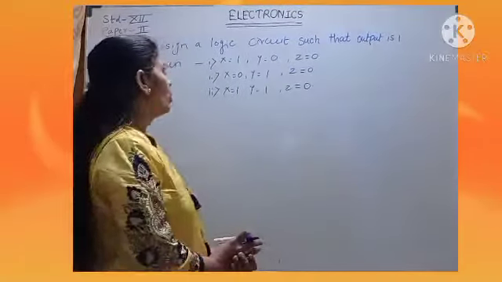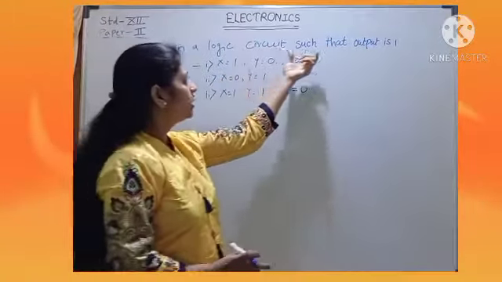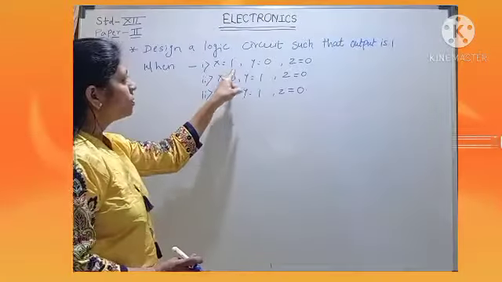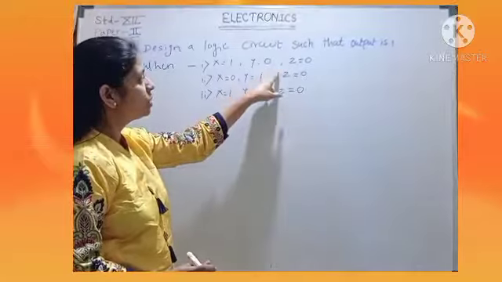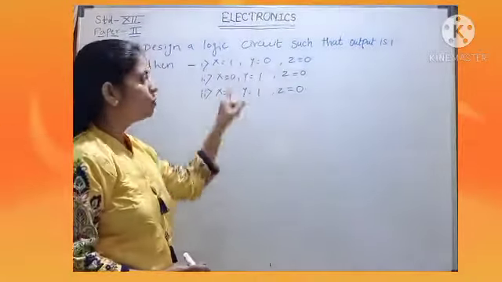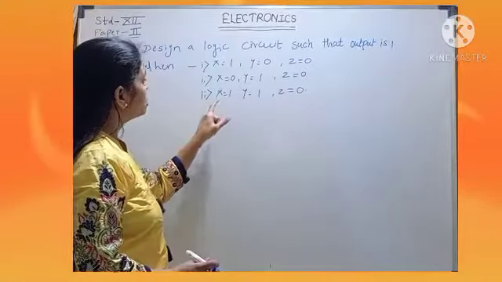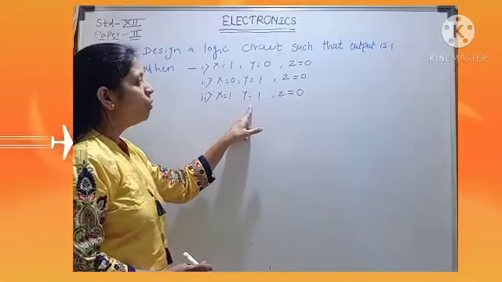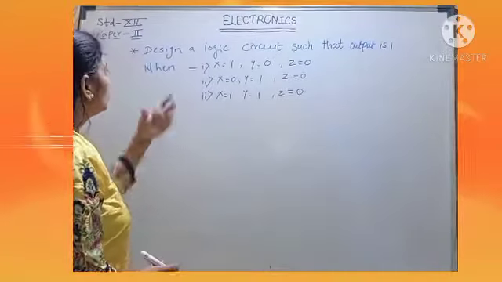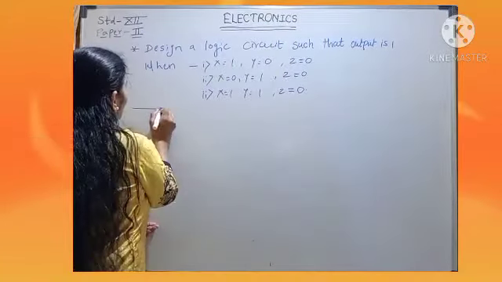Let's see another word problem. In this, design a logic circuit such that output is 1 when x is equal to 1, y is equal to 0 and z is equal to 0. X is equal to 0, y is equal to 1 and z is equal to 0. And the third condition is given, x is equal to 1, y is equal to 1 and z is equal to 0. So now as we want, we can write down the solution for this.